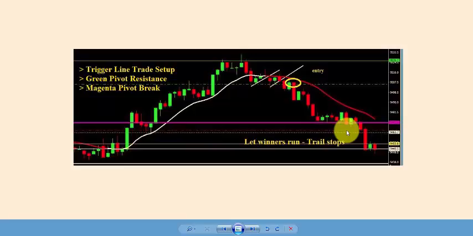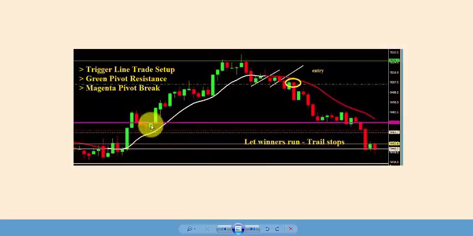So the key point to success is letting the winners run. Professional traders do not snatch small profits. Professional traders go for big wins. And the Bindal Momentum Indicator and Bindal Trigger Line help you to go for those big wins. And look at that. I've got a decisive break of this magenta pivot. And what happens? Down she goes.